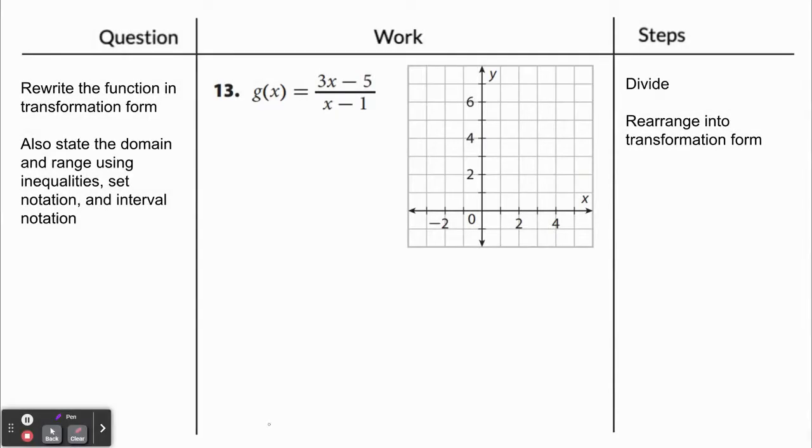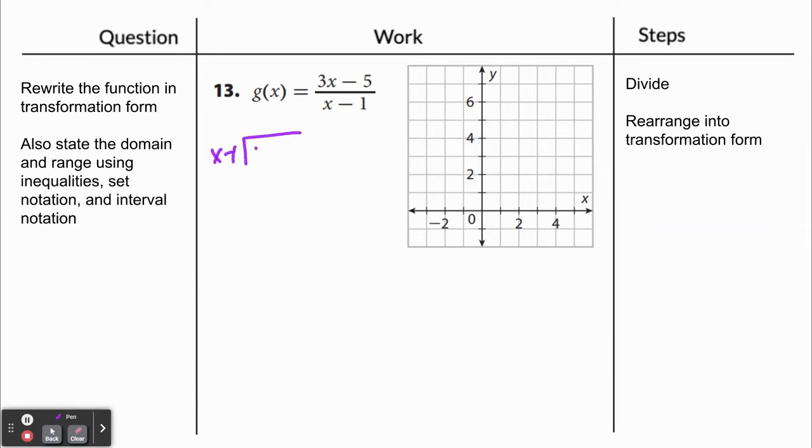Here we're asked to rewrite the function in transformation form and graph it, and then state the domain and range using inequality, set, and interval notation. So in this one here, first I'm going to divide, figuring out how many times x minus 1 goes into 3x minus 5. I totally did not give myself enough room.